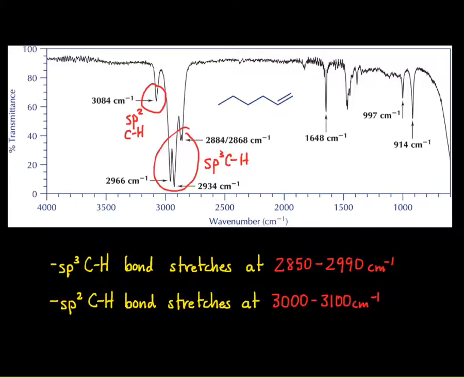And so we can distinguish between sp3 carbon-hydrogen bonds and sp2 carbon-hydrogen bonds based on where they show up in this narrow region of 2850 to 3100, right? Anything below 3000 corresponds to an sp3 carbon-hydrogen bond stretch. Anything above 3000 corresponds to an sp2 carbon-hydrogen bond stretch. But there also is another type of carbon-hydrogen bond stretch, and that would be an sp carbon-hydrogen bond stretch.